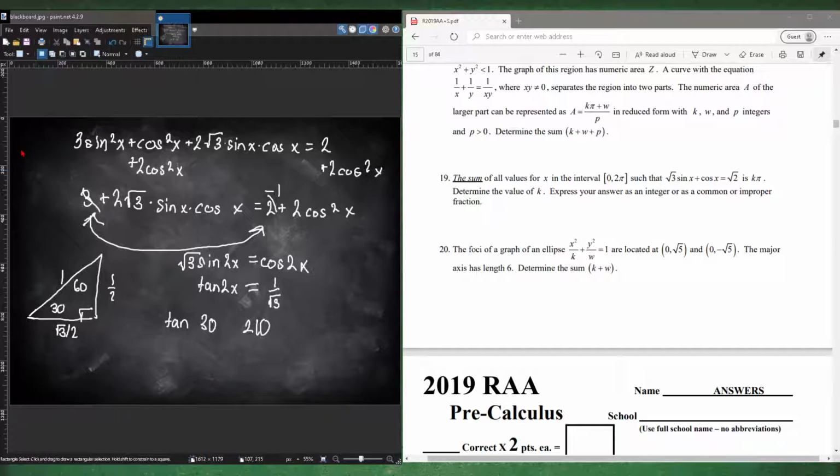But remember, this is not x, this is 2x. So we need to divide 30 by 2, so that's 15. 210 divided by 2 is 105. Add them together, that's 120. So the sum is 120 degrees.